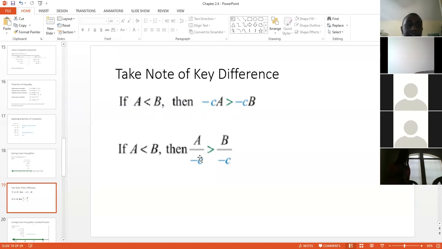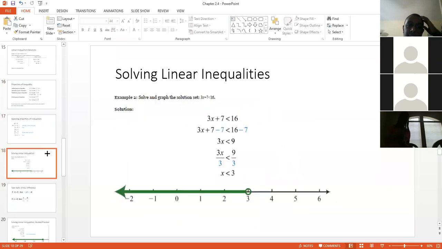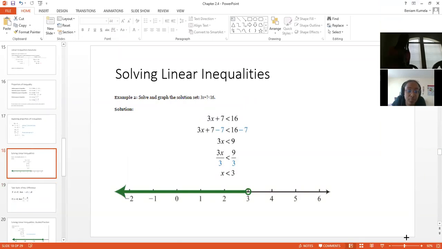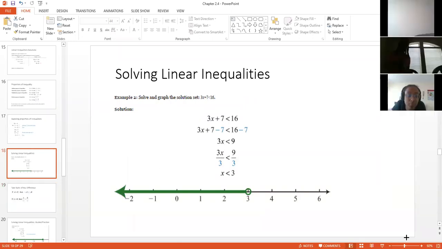Now, before I move on, did everything about linear inequalities, the properties of the inequalities, and applying them make sense? Thumbs up or thumbs down? Good. Thumbs up. Okay.